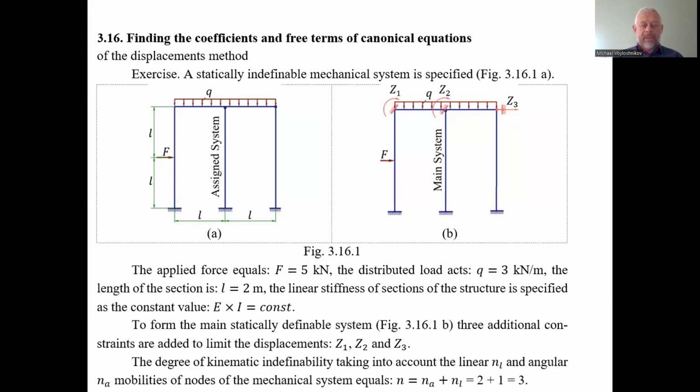Let's consider the frame, a 4 times statically indefinable frame, shown in figure 3.16.1 on the left, A, the assigned system. It is to be solved by the displacement method. The solution is finding the displacements, because if we have the displacements of the mechanical system's characteristic points, we will have the required unknown variables, since the system is statically indefinable.